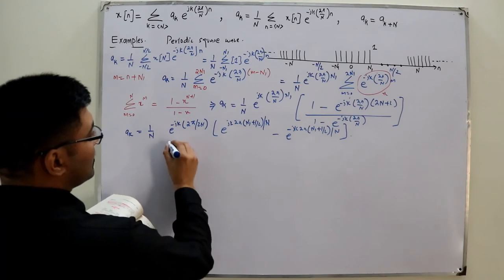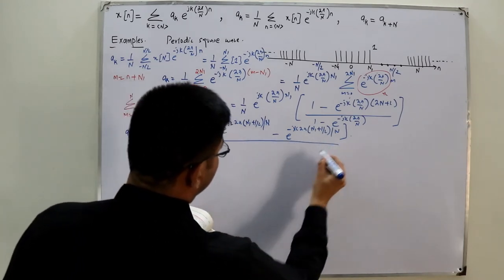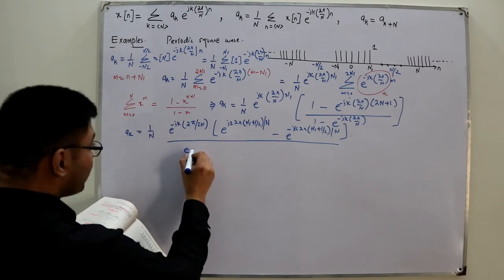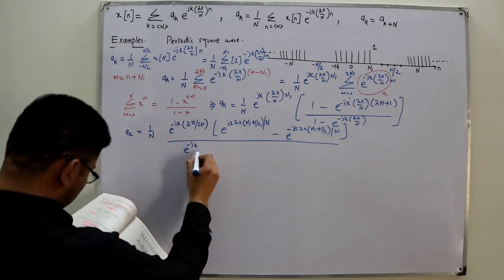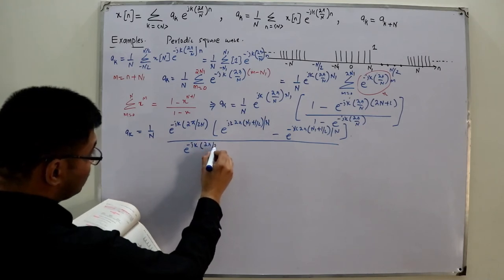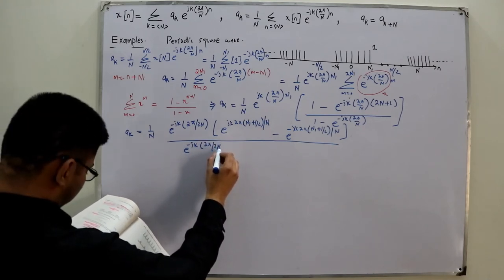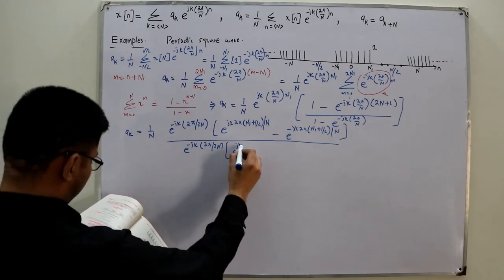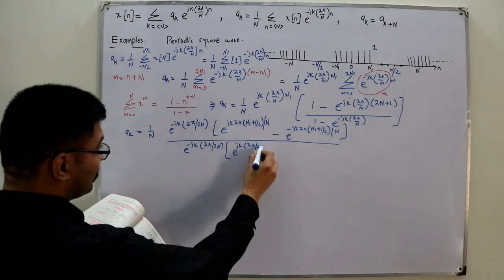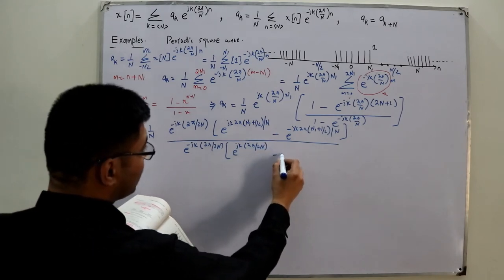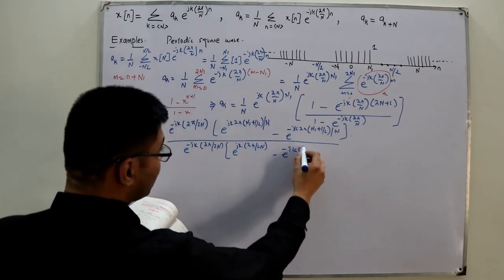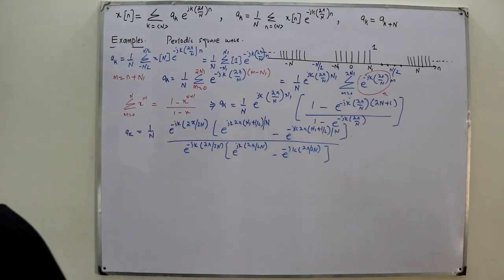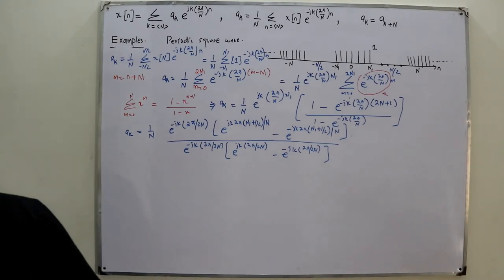So have a look. Isn't this resembling a sine function? It is. Similarly, in the denominator, you have an exponential of negative jk 2 pi upon 2n multiplied with what? An exponential of jk 2 pi upon 2n minus exponential of minus jk 2 pi upon 2n. And you simplify it yourself, and you get what?